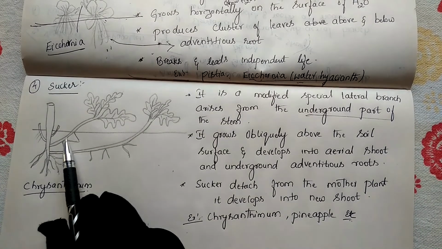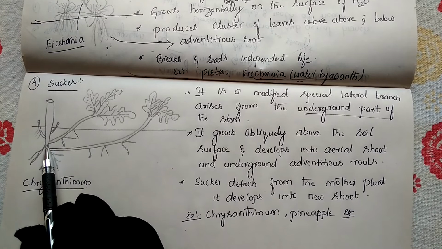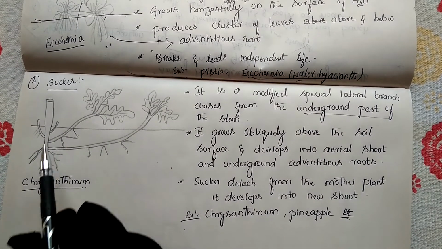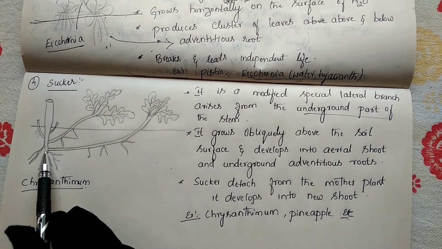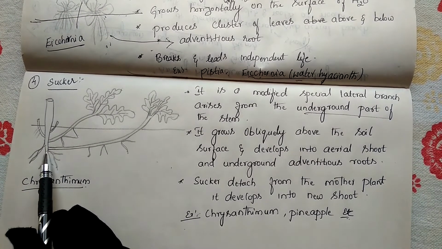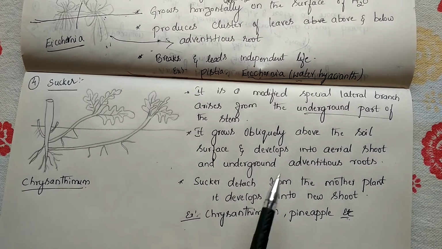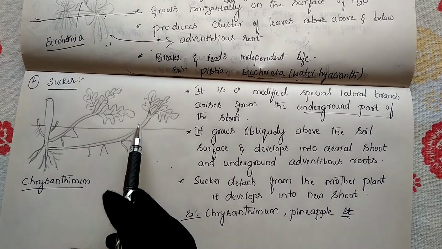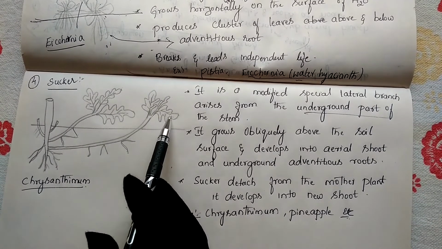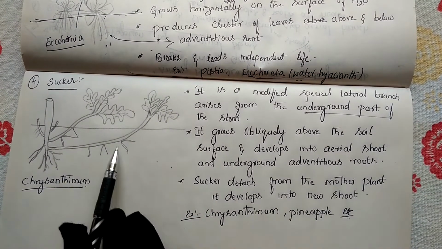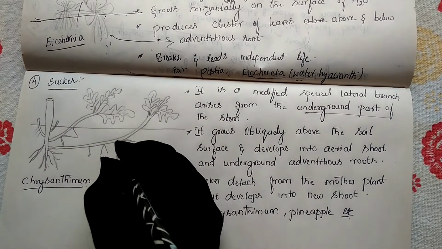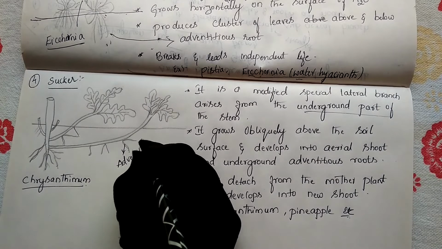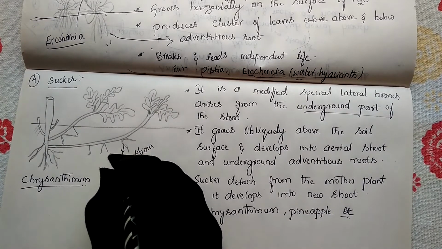It grows obliquely above the soil surface and develops into an aerial shoot with underground adventitious roots. The branches start from below the soil, but they do not stay inside the soil. They come above the surface of the soil like this. And what do they contain here? They contain the adventitious roots. These are the adventitious roots.